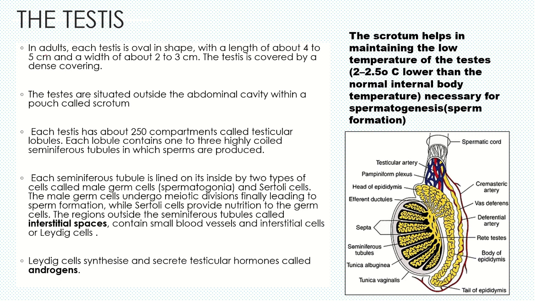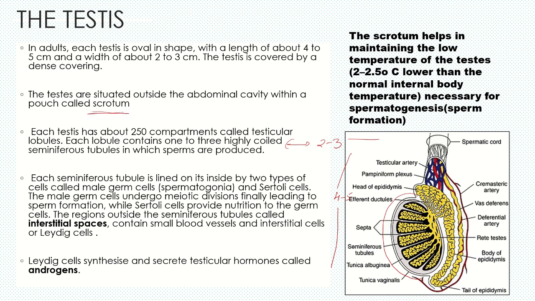Okay, so let's begin. As you can see, the testis is oval in shape, and the length is about 4 to 5 centimeters and the width is about 2 to 3 centimeters. The testis is covered by an external dense covering. So what is this covering called? This is nothing but the scrotum.